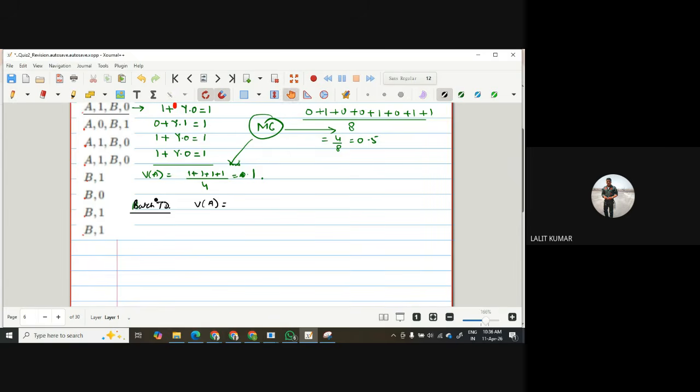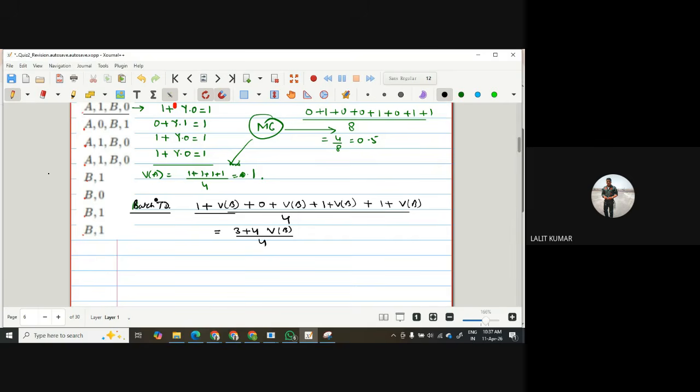Okay, so here we can write this VA is equal to reward plus VB. Second, we can write reward plus VB. Third, we can write 1 plus VB. Fourth, we can write 1 plus VB and divided by 4. So this will become 3 plus 4 into VB divided by 4.